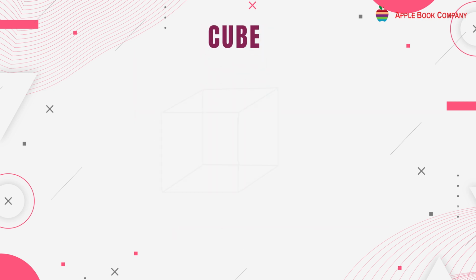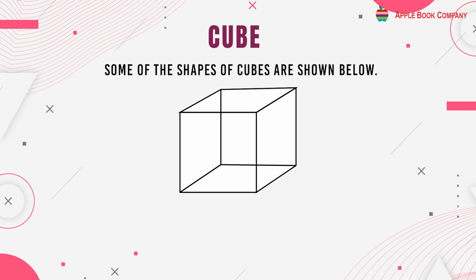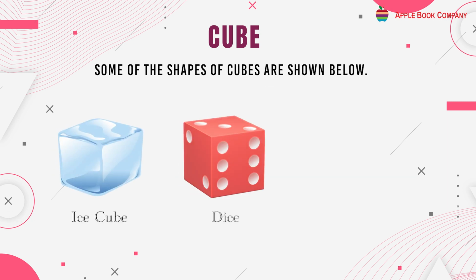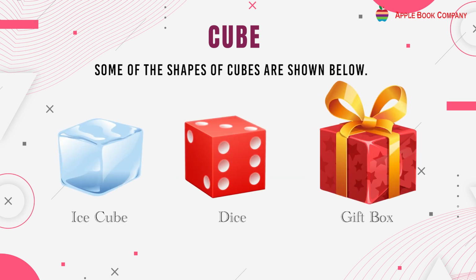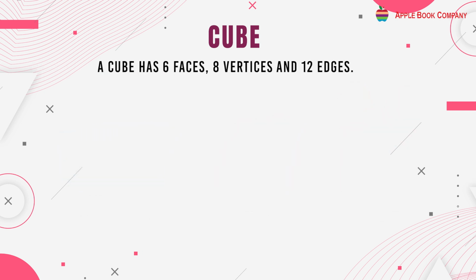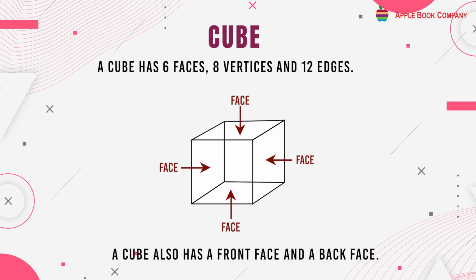Cube. A cube is a special shape of a cuboid with all sides of the same length. Some of the shapes of a cube is shown below. Ice cube, dice, gift box. So all these have the same length. A cube has 6 faces, 8 vertices and 12 edges. Each face of a cube is a square. A cube also has a front face and a back face.